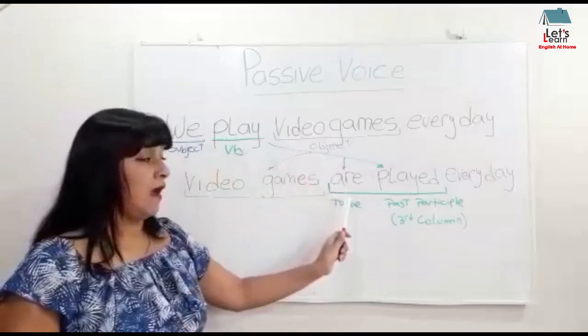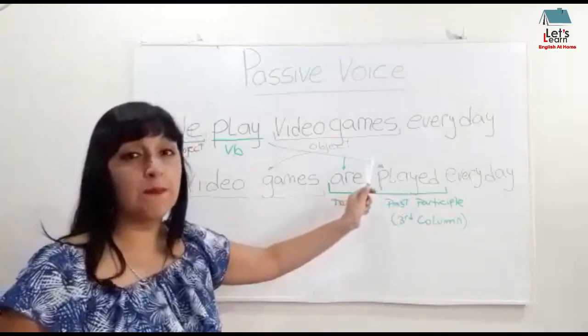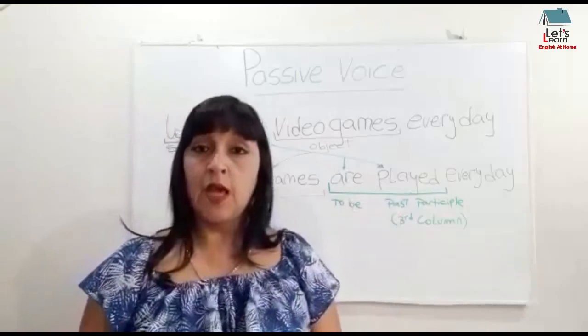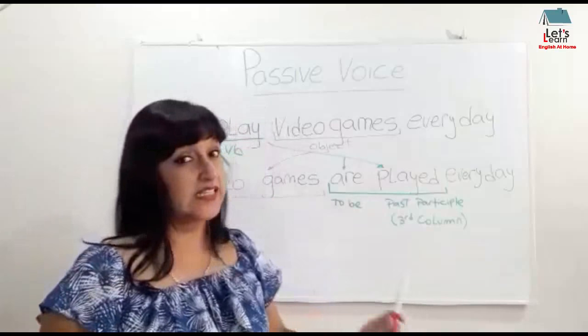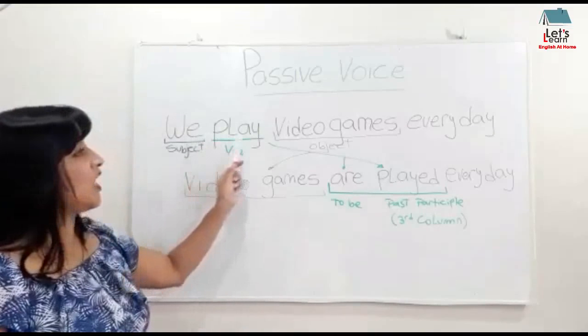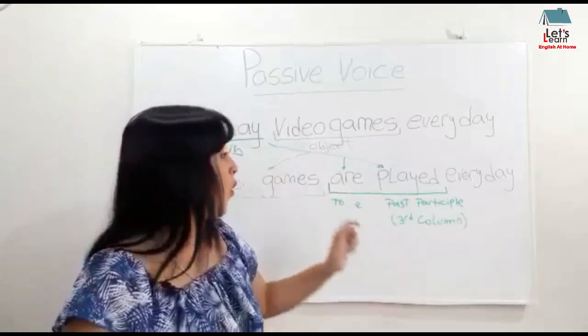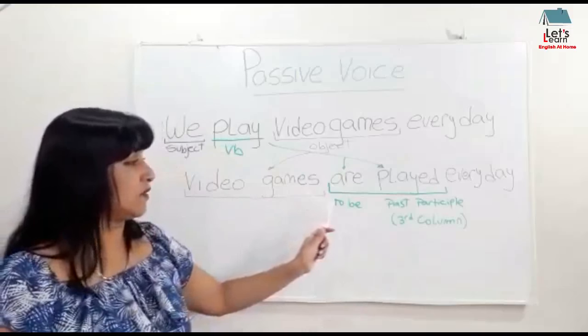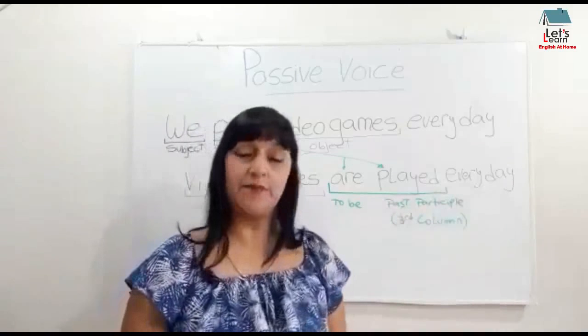Play, are played. What happened with the main verb of the sentence? It comes now into the past participle. That is the third column of the verb. We play video games is changed into video games are played every day.